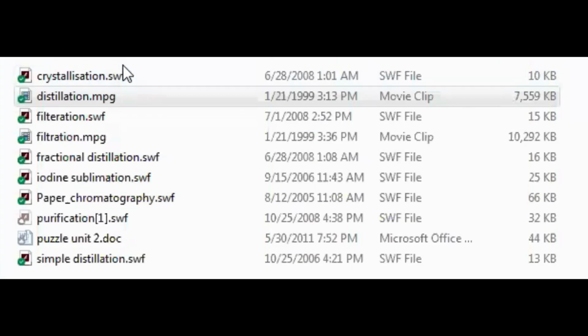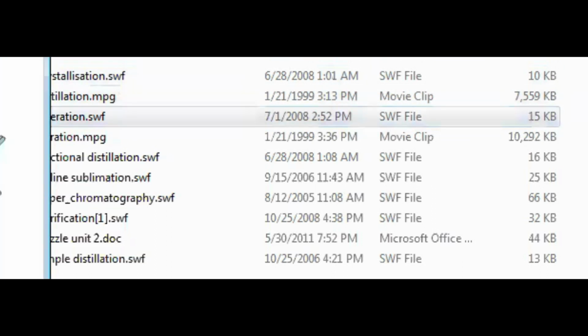Assalamualaikum. Today we are going to show you some animations regarding separation techniques. For example, the first one is the filtration process.